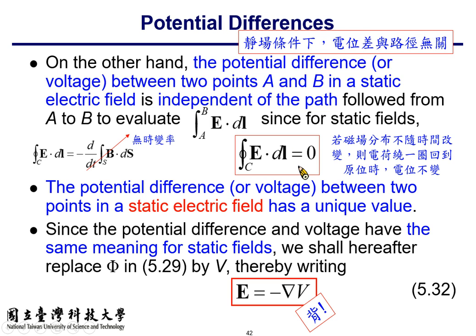So under the static field condition, we can substitute phi with V, that is the voltage that you are used to. So electrical field intensity is the negative of the gradient of V. Here we define the electrical scalar potential as V, the voltage.